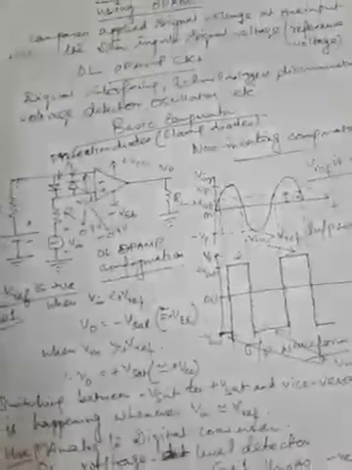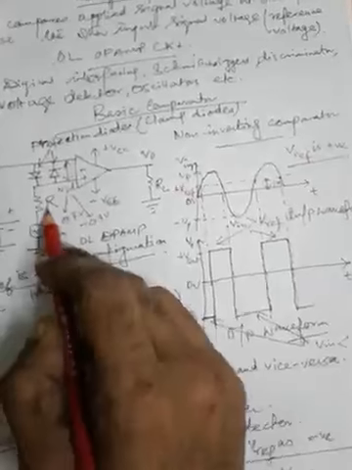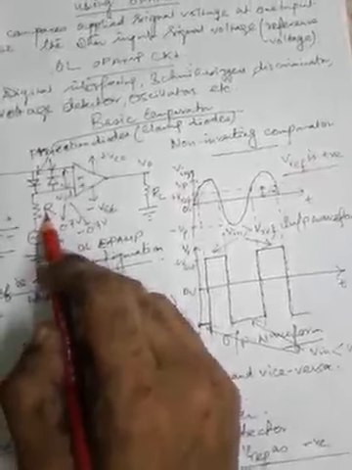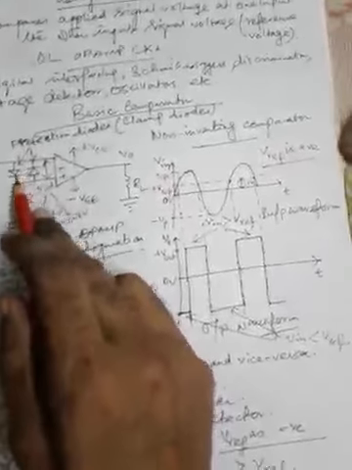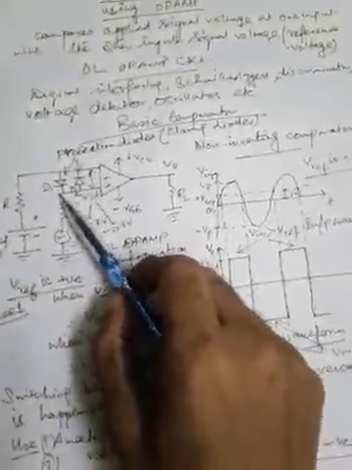The resistance R in series with Vin is used to limit the current through the two diodes D1 and D2. So this is diode D1 and this is diode D2, we can name them as such. So this R is the current limiting resistor, which will limit the current through D1 and D2.